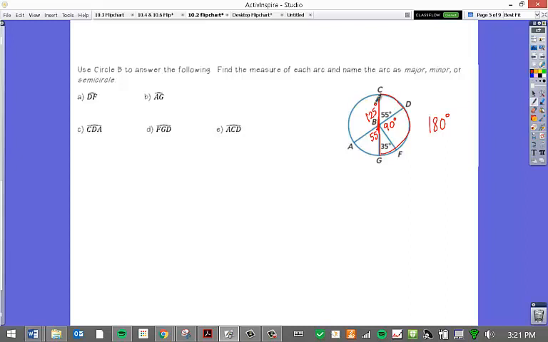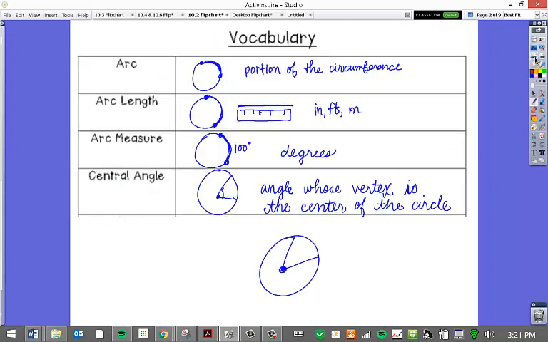So the measure of an arc is the same as the measure of a central angle. So let's go back to our vocab sheet really fast. The arc measure is equal to the measure of the central angle. So if I told you this arc was 100 degrees, this central angle also would have to be 100 degrees. The measure of the arc and the measure of the central angle are the same.